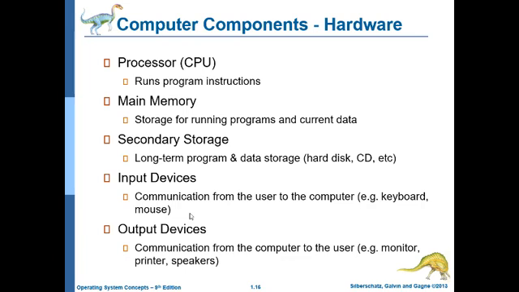So then you have input devices, output devices. Input devices are those which help you to communicate with the computer, for example keyboard or mouse, and output devices which help the computer to communicate with us, which means that they send data to the user. So it can be like screens or projectors which send the data to the user, or it can be like speakers, printers, all those things.